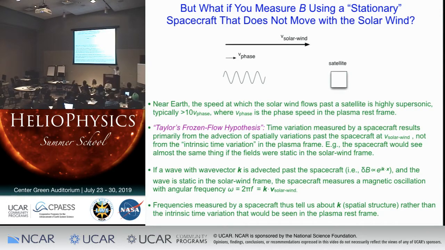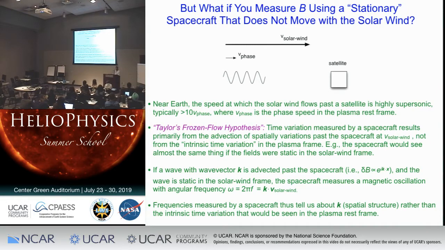In fact, I could take the exact same wave pattern, freeze it in the plasma frame by shutting off this phase velocity. That whole structure would still be advected past me at 400 kilometers a second, and I'd still see an oscillating density. In fact, it's very difficult for us, using single spacecraft measurements, to say anything at all about this tiny V phase because it's swamped by the solar wind advection velocity.